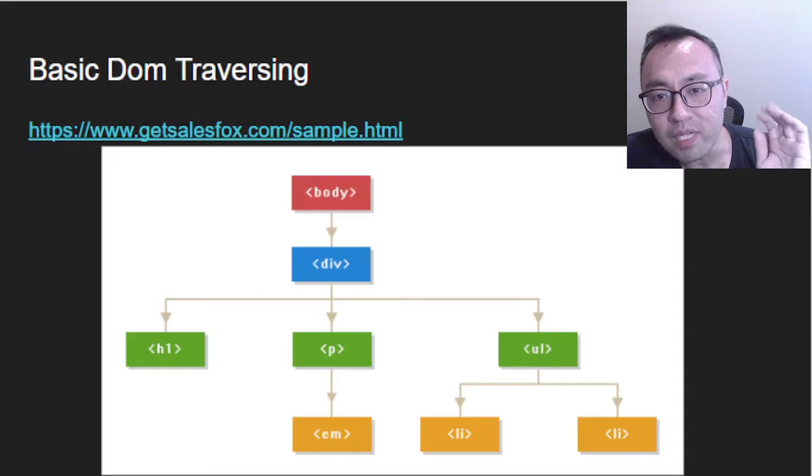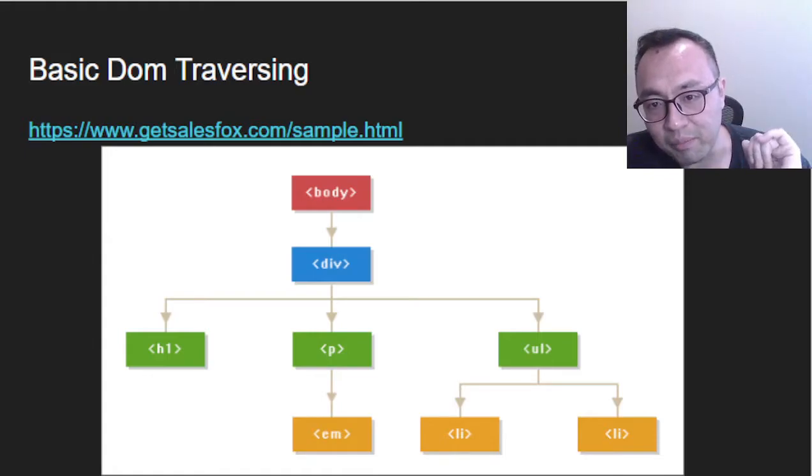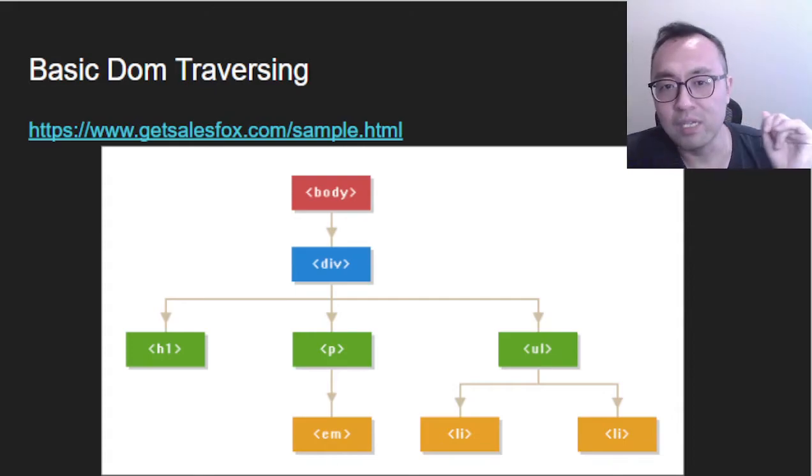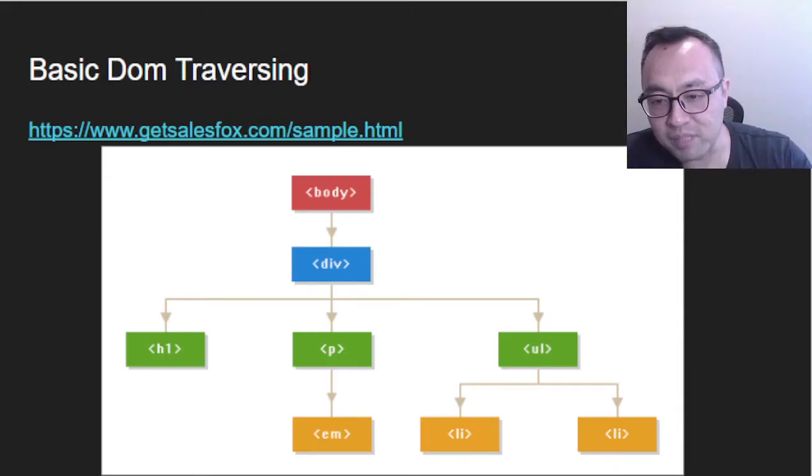Okay, so keep going down. You can see that EM, the yellow box, is a child of P, and P is a parent of EM. Likewise, the 2 LI, which stands for list item, are children of UL, and UL is a parent of list item. If you go all the way up the tree, the body, the red box, is the ultimate parent of everything below it. That's the relationship you have to understand.